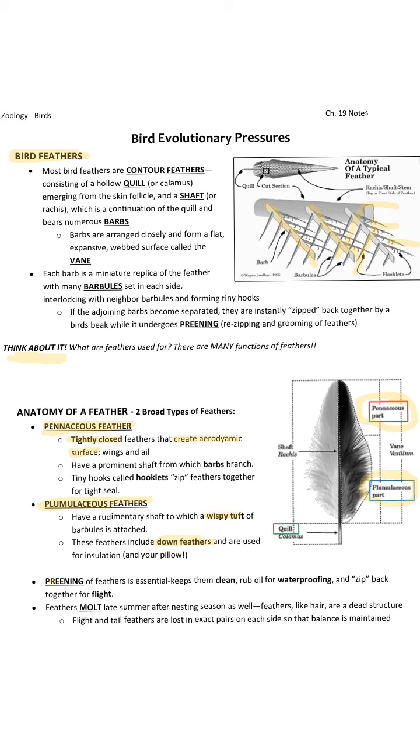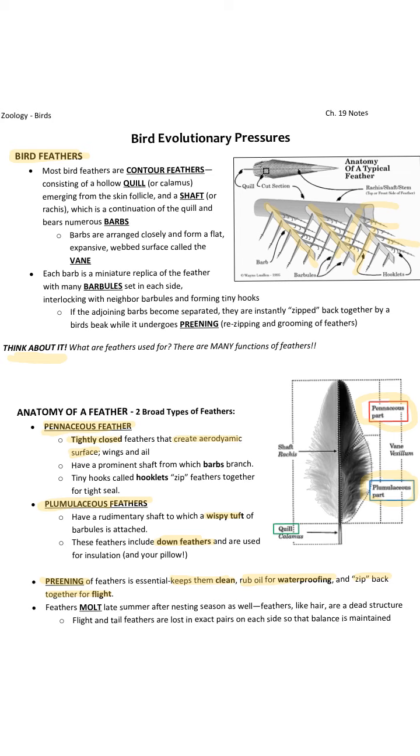Okay, when birds preen their feathers, and as I mentioned, they're just fussing with their feathers with their beak, there are three things that happen. First of all, it helps keep them clean. Secondly, it helps them waterproof their feathers. And thirdly, it helps them zip them back together for flight. Keeping them clean is something that you guys would be familiar with.